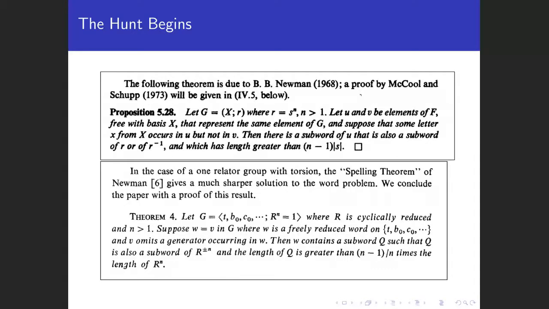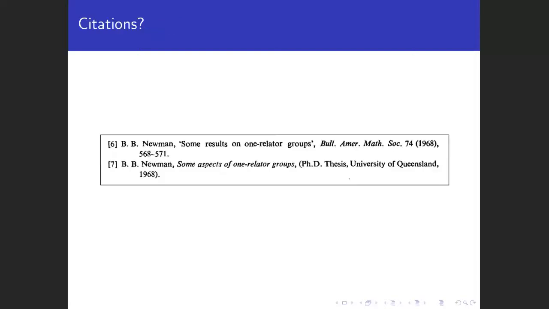And so I found this a bit unsatisfactory, and so I went to this. There's a reference 6, you can see. And so I looked in the reference list, and there's two references. The first one says, well, it's an article in the Bulletin of the American Mathematical Society. And the second one is a PhD thesis from the University of Queensland, which is in Australia, from 1968. Now, unfortunately, the first one isn't informative at all. It doesn't contain any proofs. It just says that proofs will be provided at a later date.